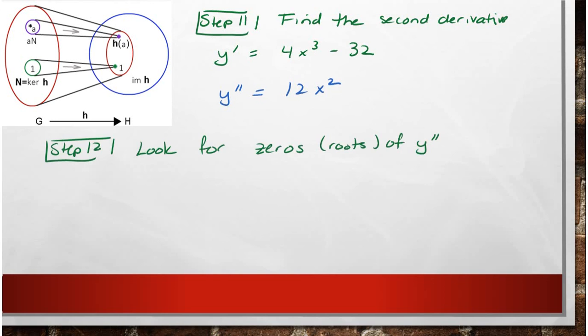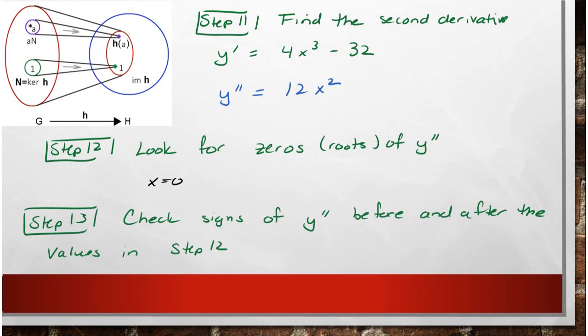Then you find the zeros, or the roots, of y double prime. There's only one. It's x equals 0. See that? If I plug in x equals 0 to 12x squared, I get 0. And then you check the signs before and after, like you did in step 8 or 9, whenever you did it for the derivative. So you do the same thing you did for y prime, you do it again for y double prime.